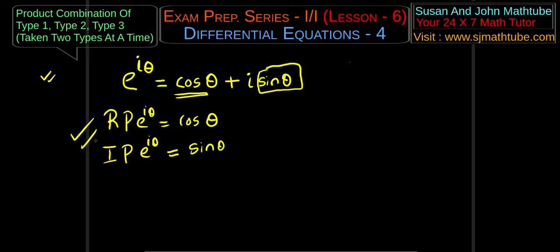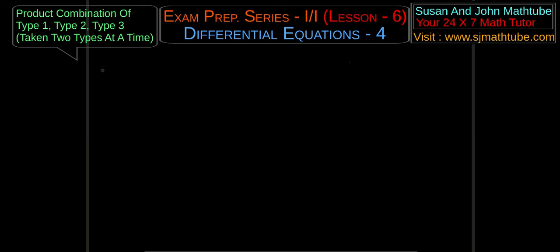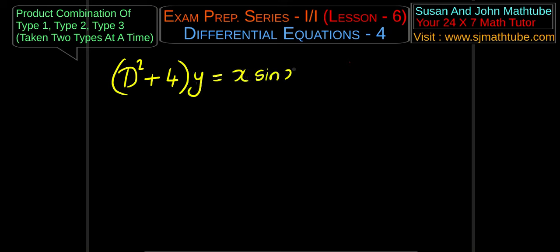Now with this result, we will move on towards the next type, that is the combination of type 2 and type 3. Okay, one more thing. If you have e to the power i into 5x, that will be cos 5x plus i sin 5x. That means real part of e to the power i 5x is cos 5x and imaginary part will be sin 5x. So now write the question. Solve the differential equation d square plus 4 of y is equal to x times sin x.